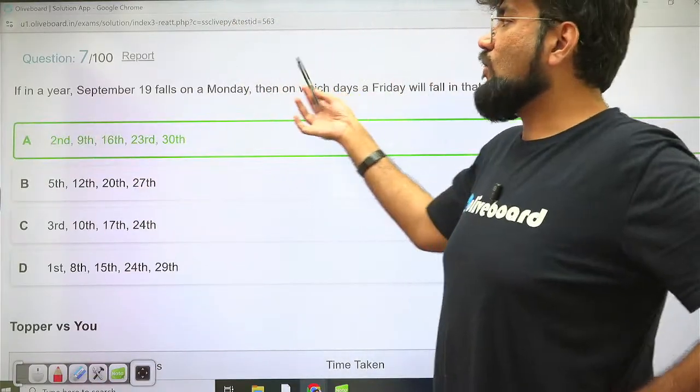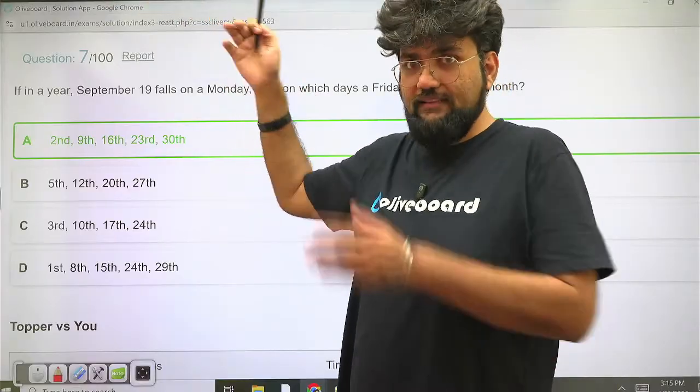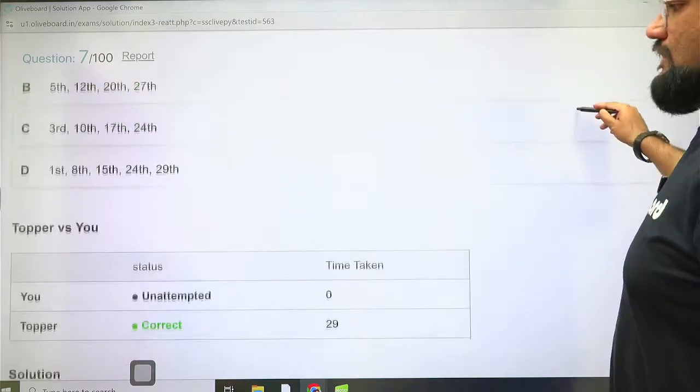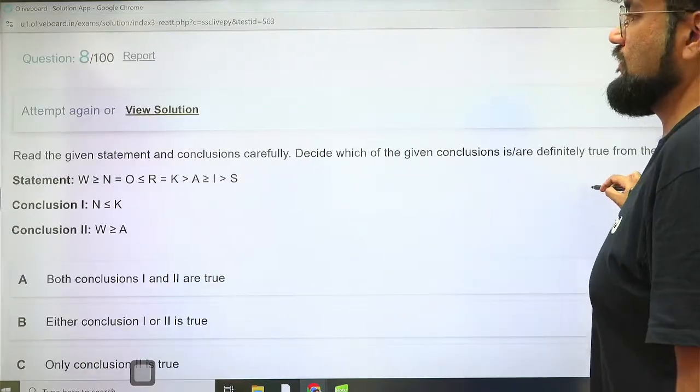A lot of people, what they do is after checking September 19, they will check September 1, then they will come back to Friday, and then accordingly they'll keep adding 7. You didn't have to do that. Okay. 29 seconds. Good job. This was very smart, I think. Smartly handled by the topper.